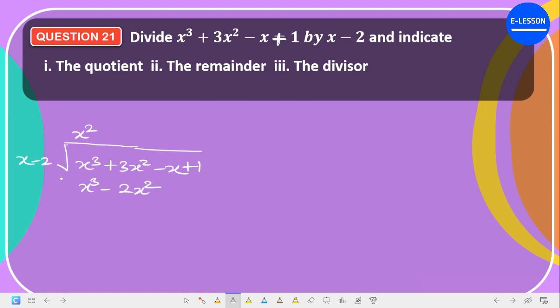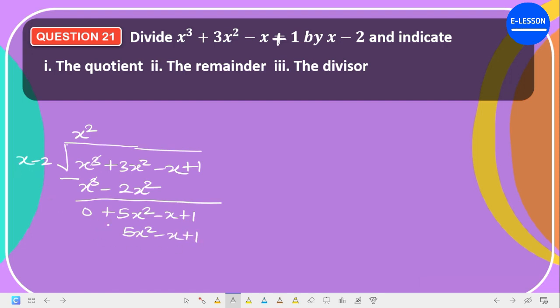Now, to cancel out, what do we do? We subtract. When you subtract, this will cancel this out. So here will be what? 0. Now, minus times minus is what? Plus. So here becomes 3x squared plus 2x squared, which will give us what? Plus 5x squared. You bring this one down, minus x plus 1. Long division, primary 2. So everything here is what? 5x squared minus x plus 1.